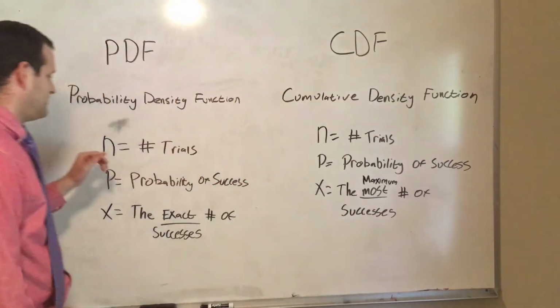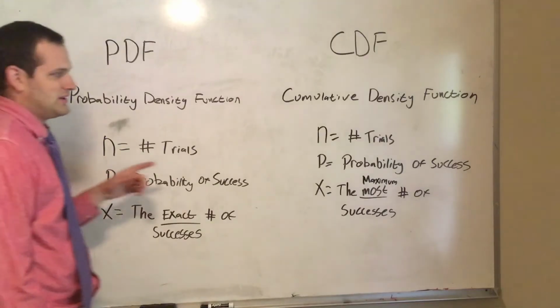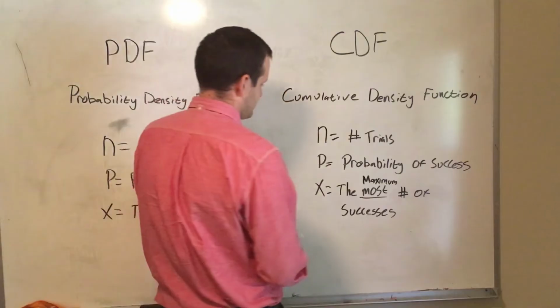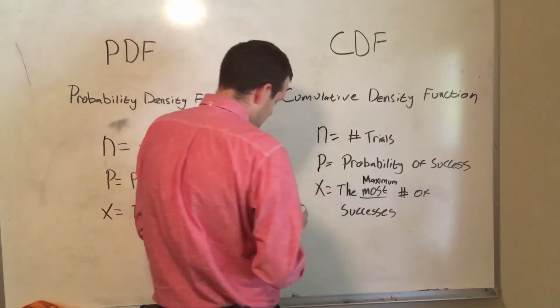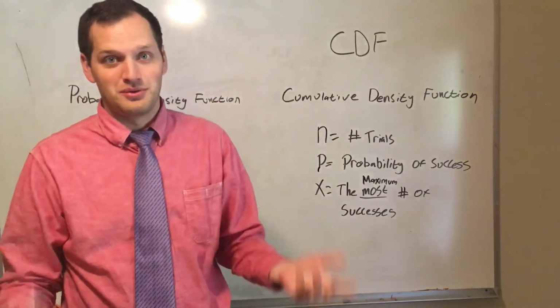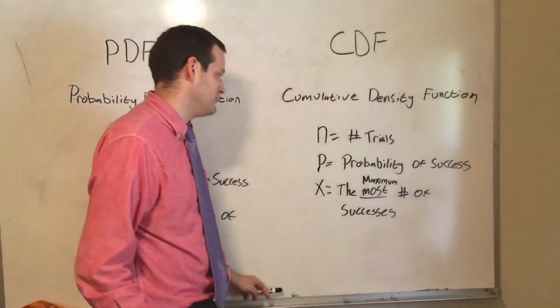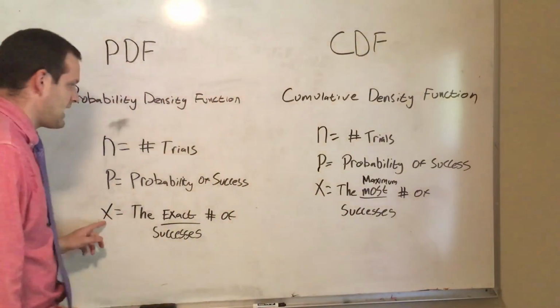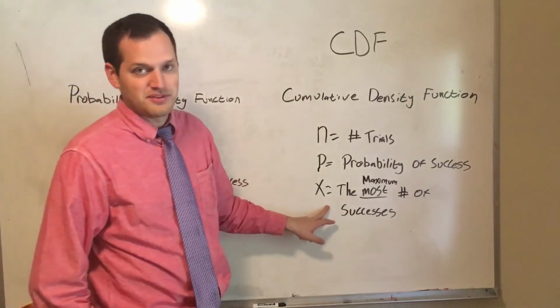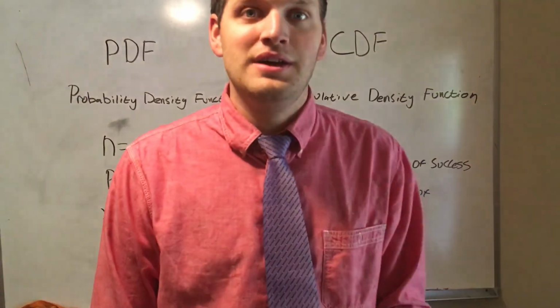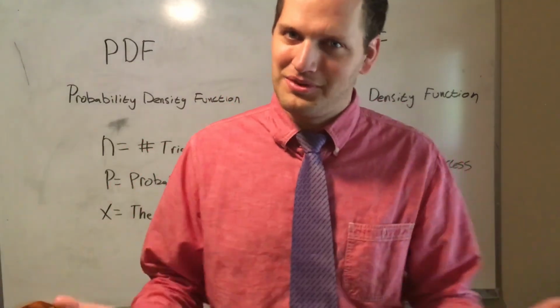It has the same variables. N is the number of trials. P is the probability of success. If we're talking about rolling a dice, that's 1 out of 6. If we're talking about flipping a coin, that's 1 out of 2. Then the X is the maximum number of successes. Alright? So let's look at a couple examples in the next video to see how this all comes together, to see what some of these probabilities are.